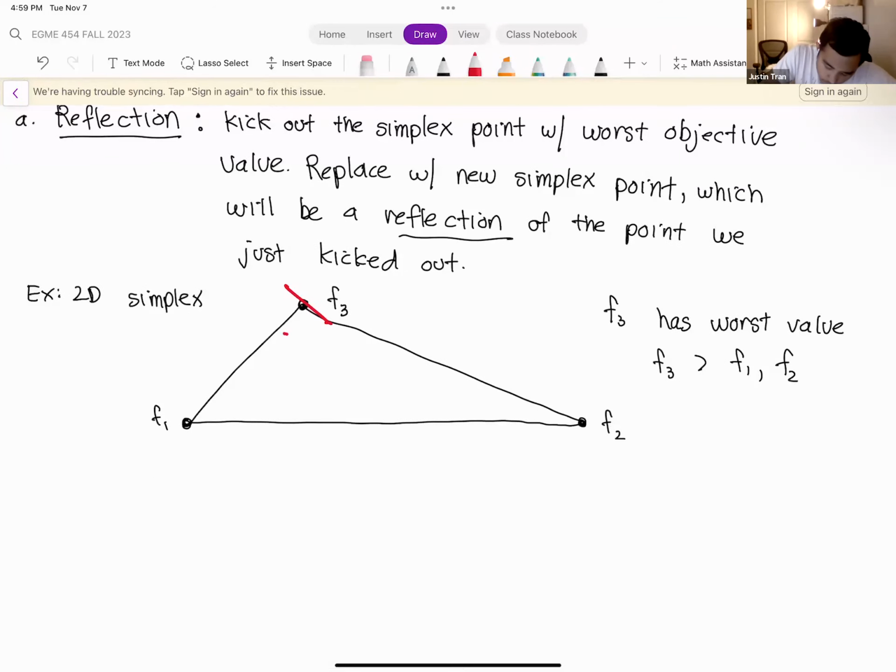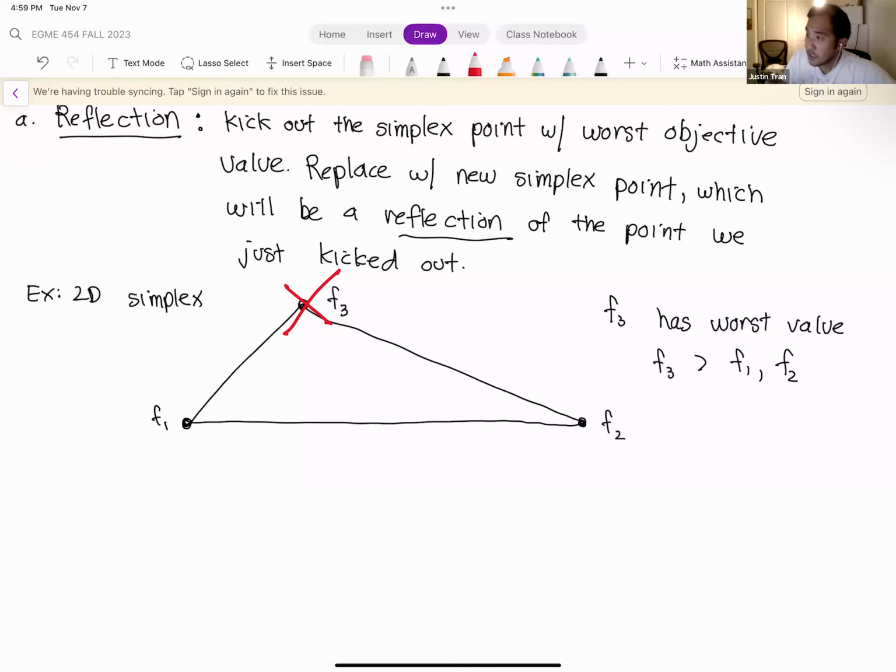So we know for sure that this point here is no longer going to exist. We basically kick it out. The new point that we add, which we'll call f4, is going to be a reflection of where f3 used to be relative to the rest of the simplex. This is the easiest to visualize in 2D like this.